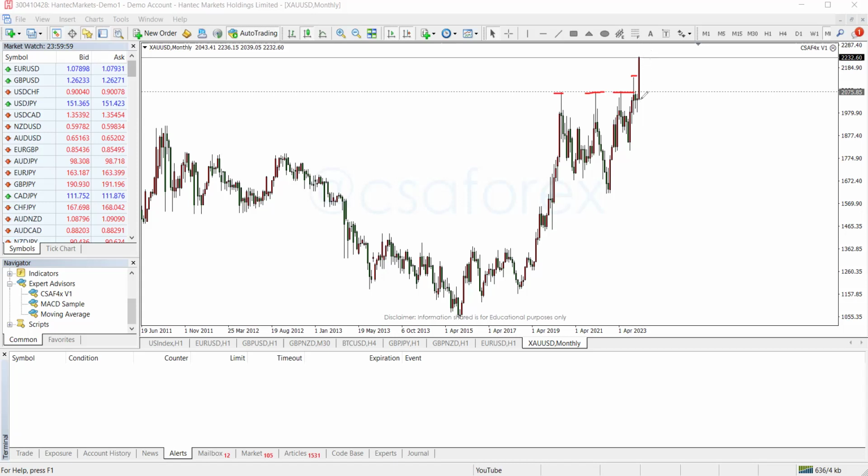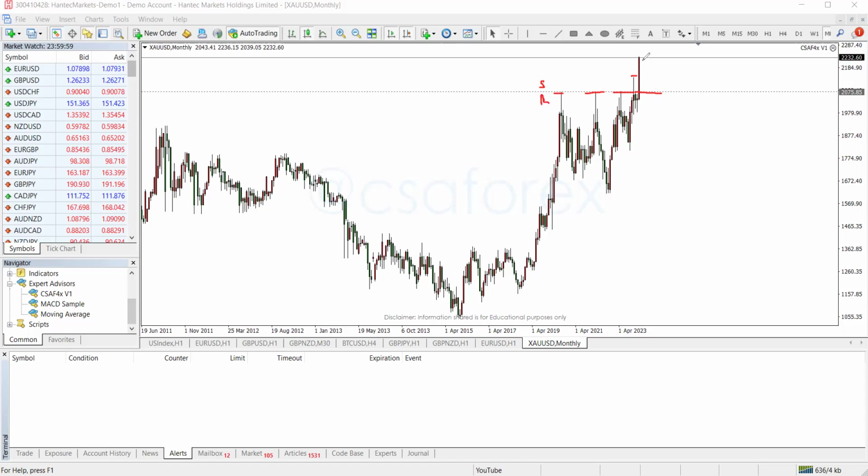So obviously, you know that this candle is going to close way above this area of resistance. So now this area should now act as support. The other side was resistance. So this should now act as support.